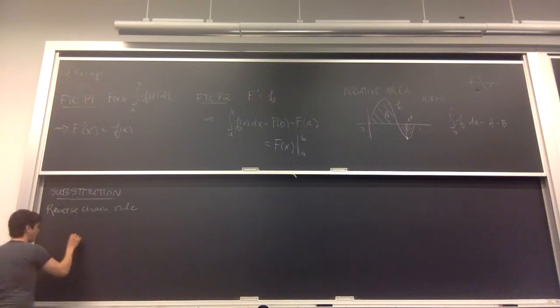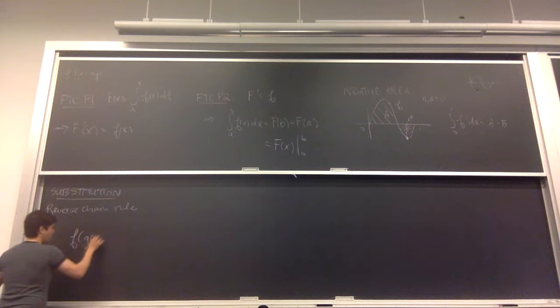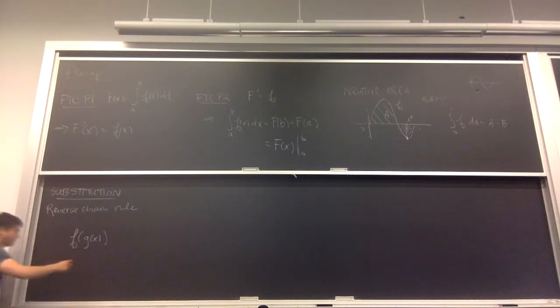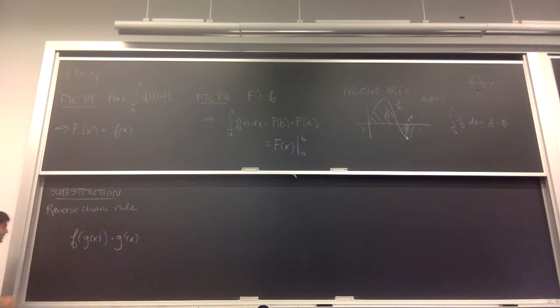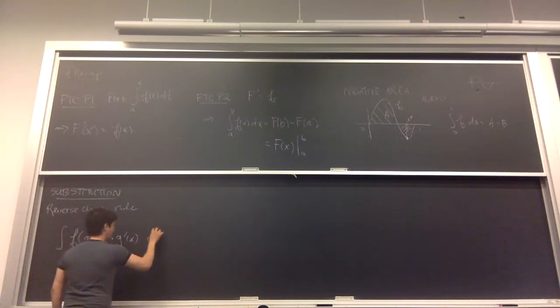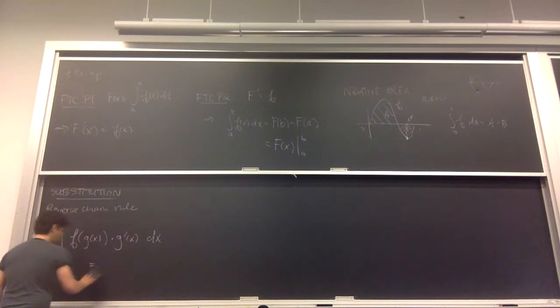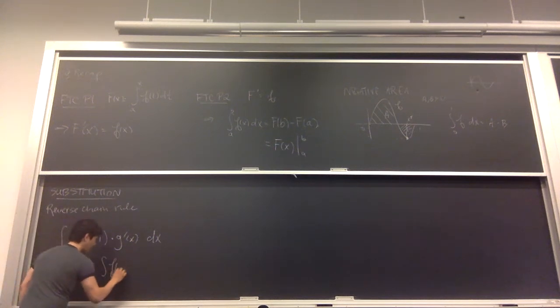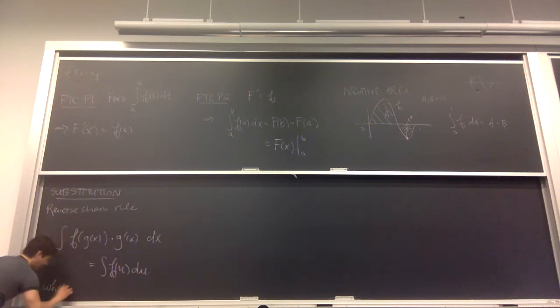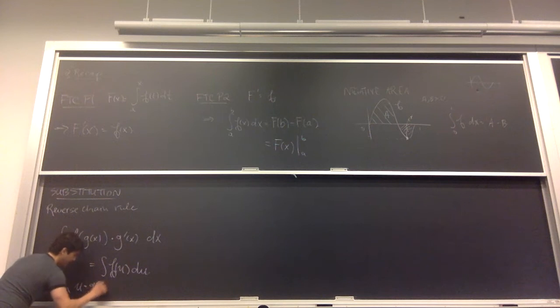Okay, so what is the chain rule? If I take f of g of x and I take the derivative of this, you get something like g prime of x out. You really didn't learn substitution the other day? We did. And then you plug in... reverse product rule. Okay, whatever. So this is going to be equal to the integral of f of u du when u is g of x.